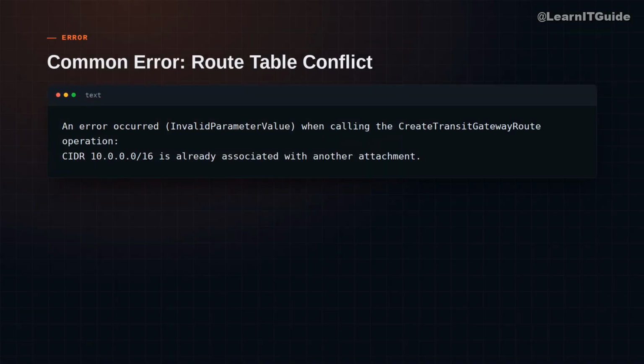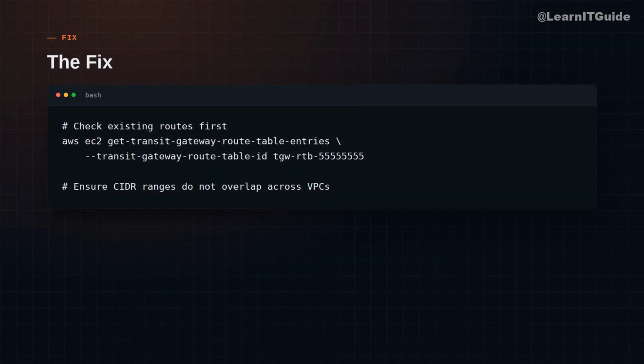A common mistake is trying to route traffic that overlaps. If you define a route that already exists in another attachment, the AWS API will reject it. This usually happens when two VPCs have overlapping CIDR ranges. The root cause is an addressing conflict. You cannot route traffic if the gateway does not know which VPC owns the address space. The fix is to inspect your current route table before adding a new rule.